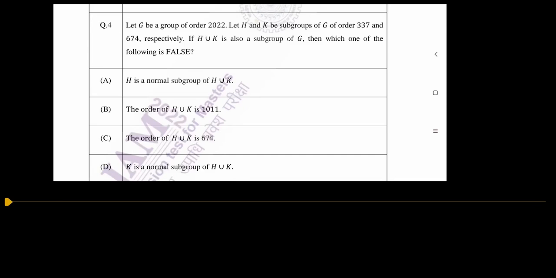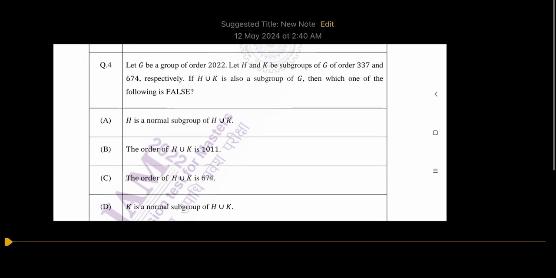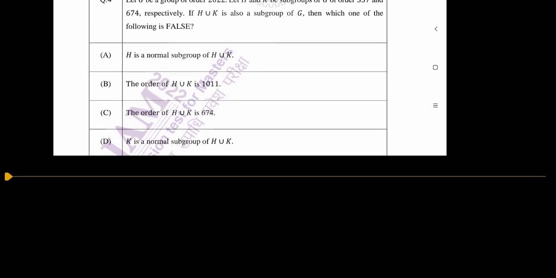Here we see a question from IIT JAM 2022, and in this question you see the question. Look at the sentences and the numbers carefully, and now I go to solve this one.